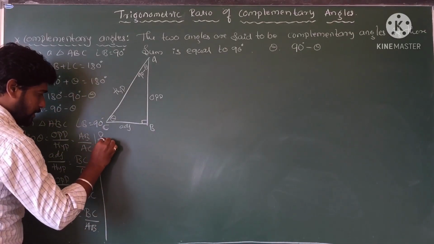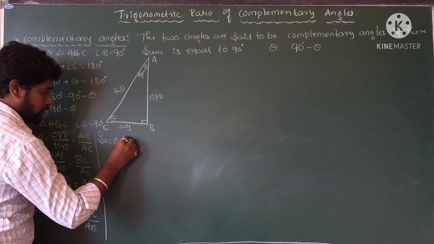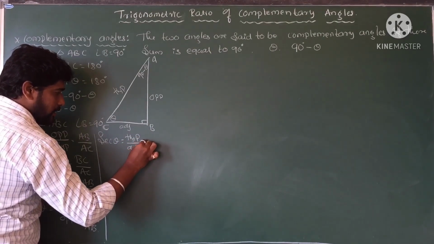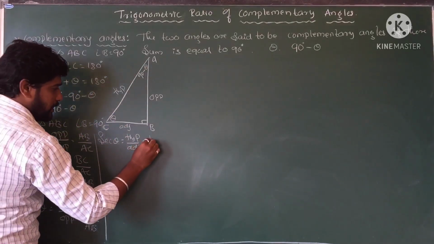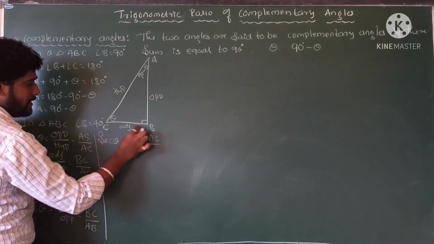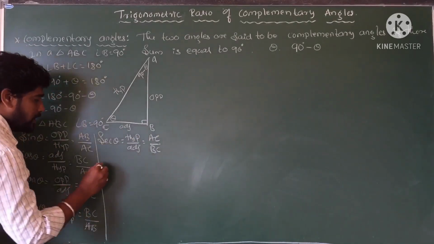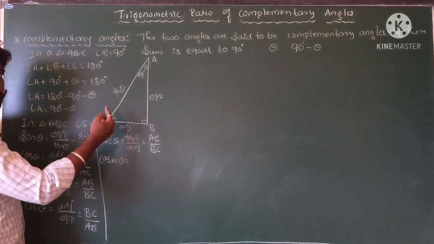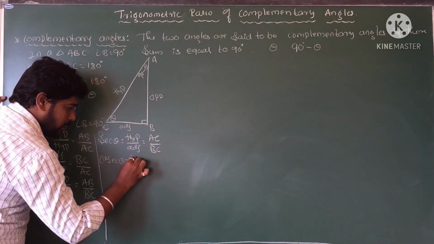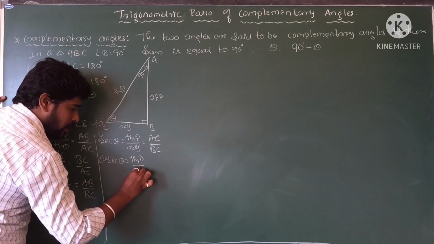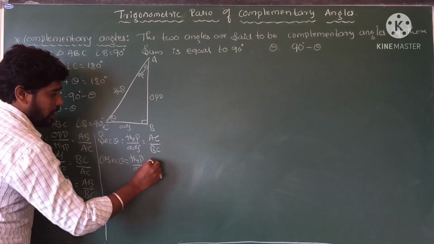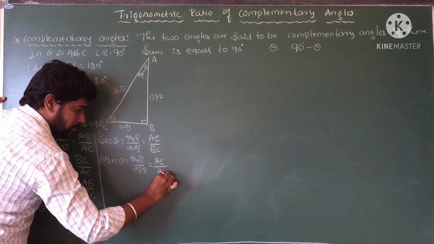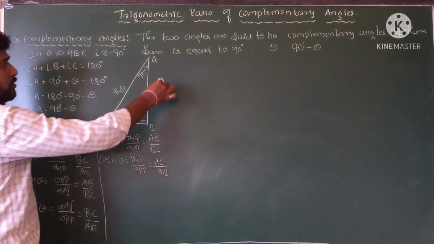Next, sec theta. Sec theta is equal to hypotenuse divided by adjacent. The hypotenuse is AC. AC divided by adjacent BC. Next, cosec theta. Cosec theta is equal to hypotenuse divided by opposite. The hypotenuse is AC, divided by opposite AB. Right?